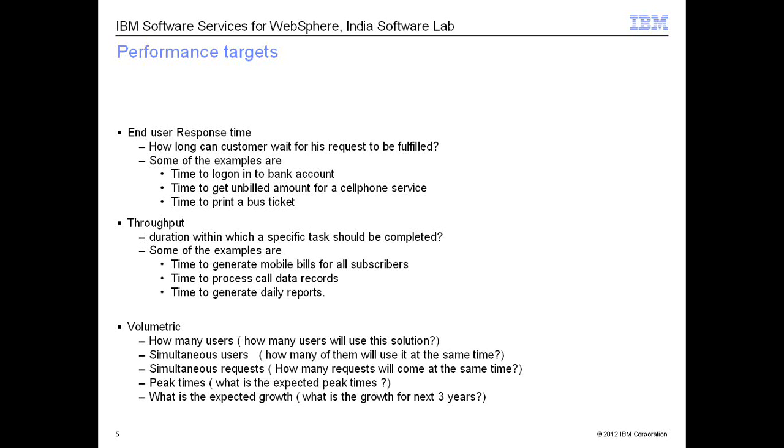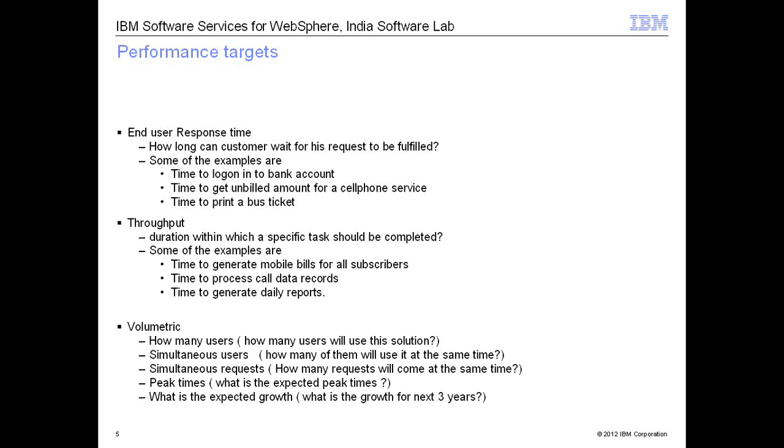To summarize, when we talk about performance targets or performance of web applications, we need to remember three key things. One is, what is the expected response time to keep the end users happy? What is the throughput requirement for this application? And under what context, under what volumetrics is this relevant?